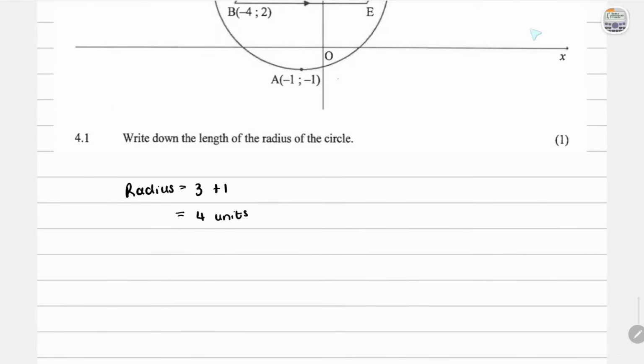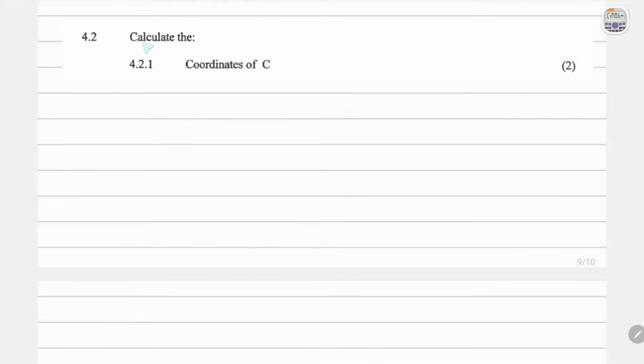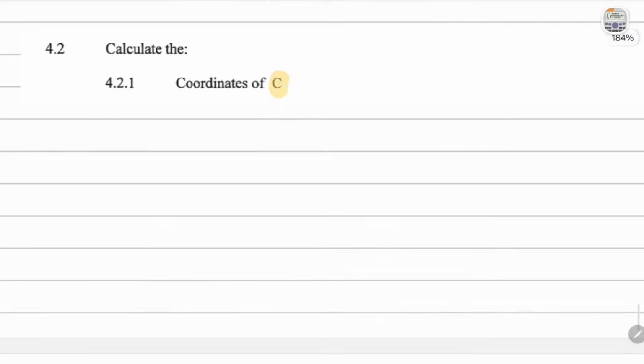Moving on to the next question. Question 4.2.1 says, calculate the coordinates of C.